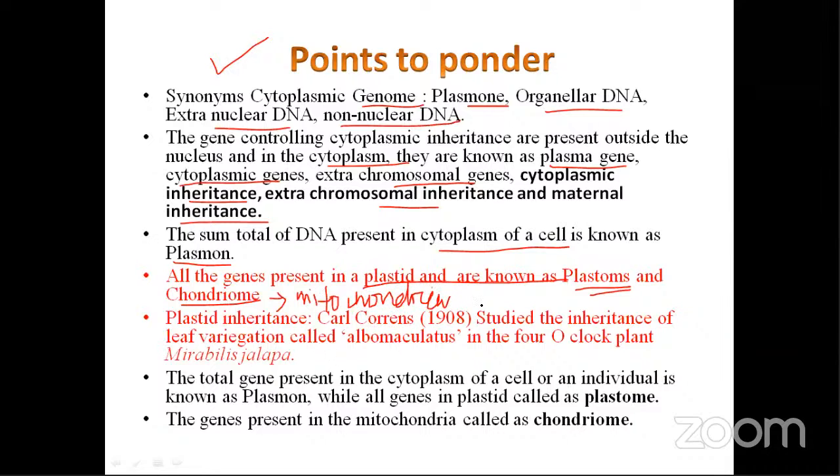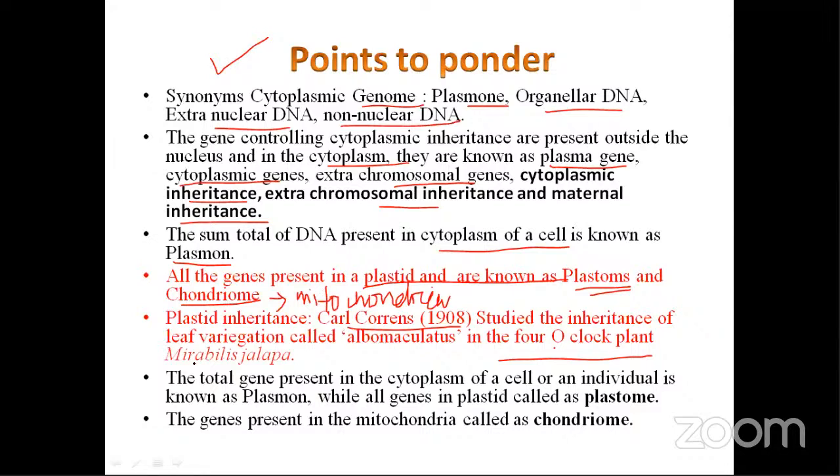Okay. Then plastid inheritance was first discovered and characterized by Carl Correns. This is important. And he studied this in the four o'clock plant. This is a very famous plant for experimental material, and many scientists have worked on this plant, that is Mirabilis jalapa. He studied the leaf variegation pattern. We'll be seeing that in detail.